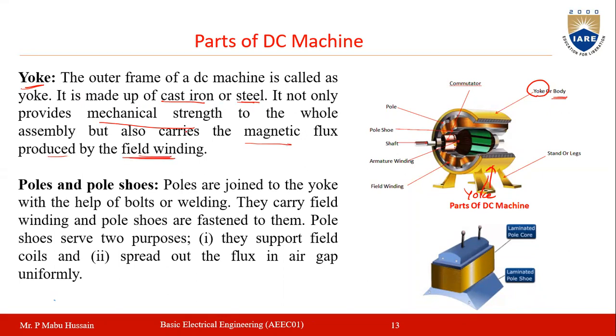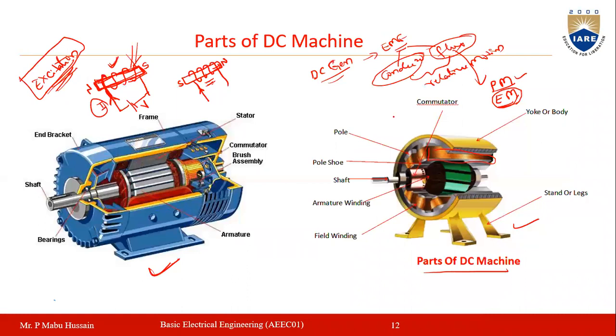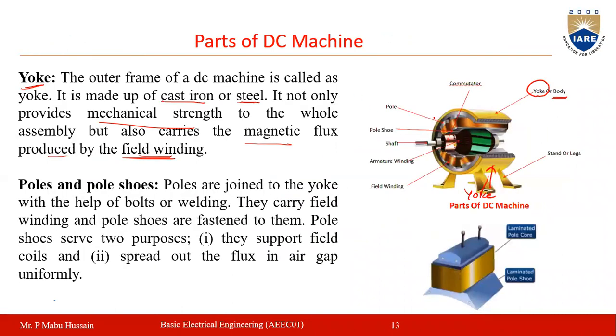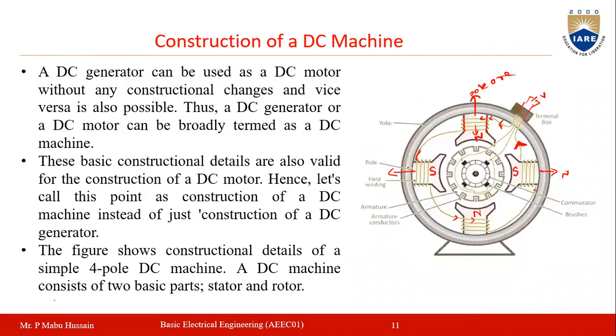The field winding is nothing but the winding which is wound on the pole cores. This winding which is wound on the pole cores is called the field winding. We already represented it here. This winding is called the field winding, or you can also call it the excitation winding.